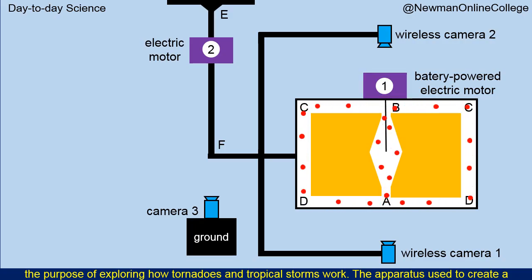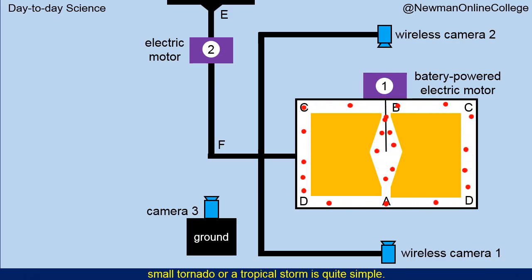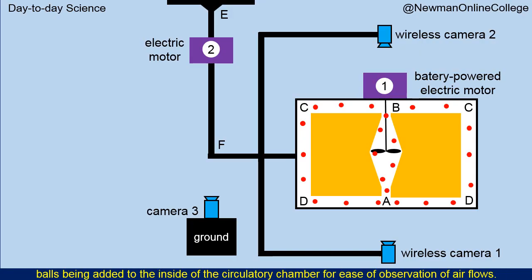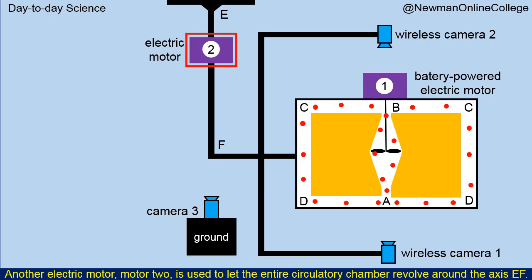The apparatus used to create a small tornado or a tropical storm is quite simple. The major part is the circulatory chamber made of transparent glass, with tiny colored polystyrene balls being added to the inside of the circulatory chamber for ease of observation of air flows. A battery-powered electric motor, Motor 1, is used to drive the circulation of air with the colored balls inside the circulatory chamber. Another electric motor, Motor 2, is used to let the entire circulatory chamber revolve around the axis EF.